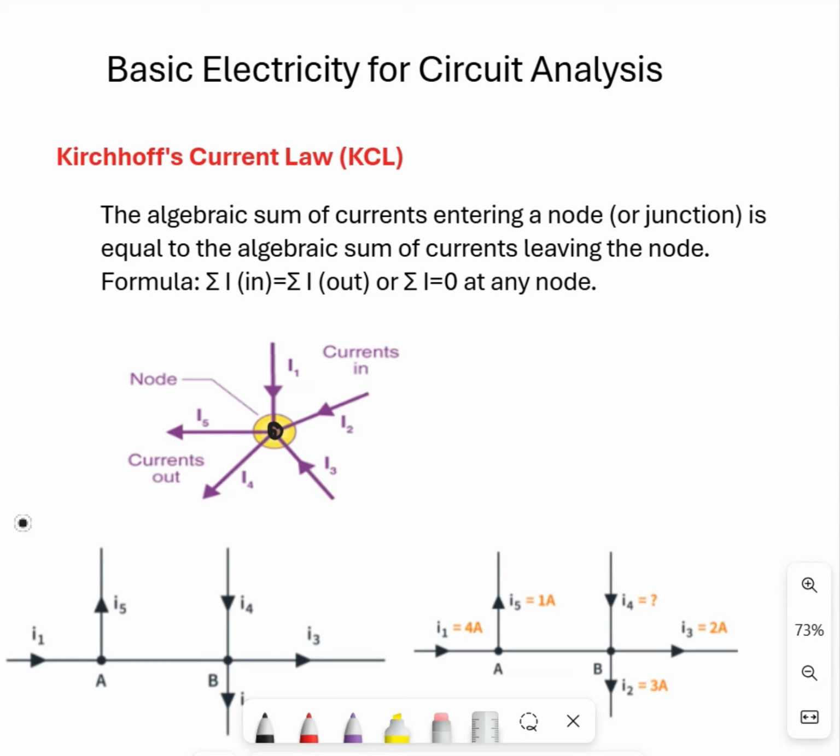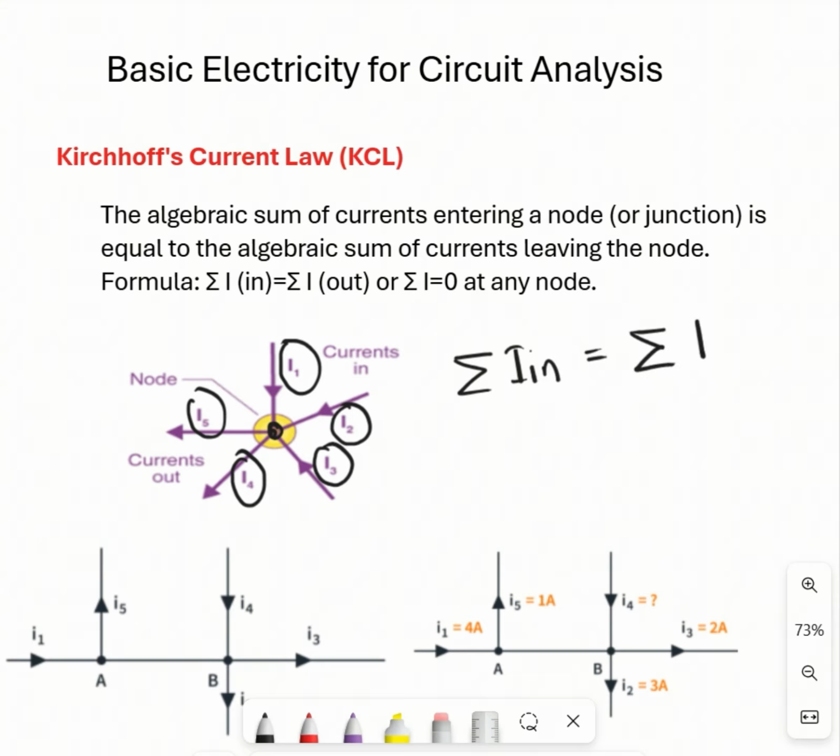The amount of current entering: I1 is entering, I2 also entering, and I3 also entering, and I5 and I4 are leaving. So KCL states the summation of I in is equal to the summation of I out, right?